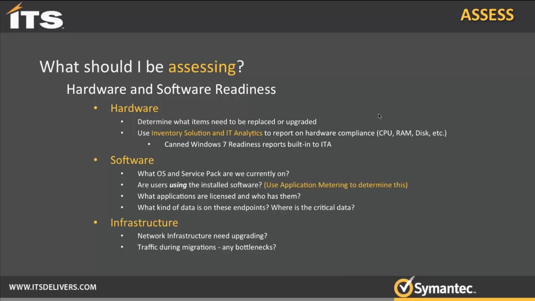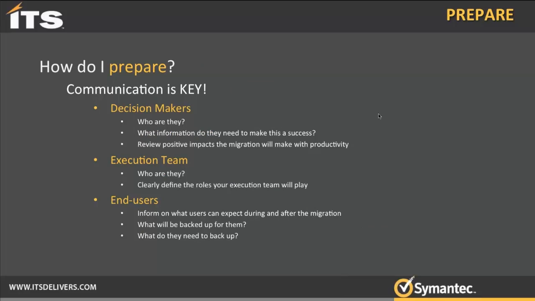Because I guarantee you, in environments that I've been in, if there are any network traffic issues, either your end users will notify you that they're having speed issues, or your network team will notify you that you're using too much. So after we've assessed everything, what do we do with this information? How do we use it to prepare ourselves? Well, first we need to find out who our decision makers are.